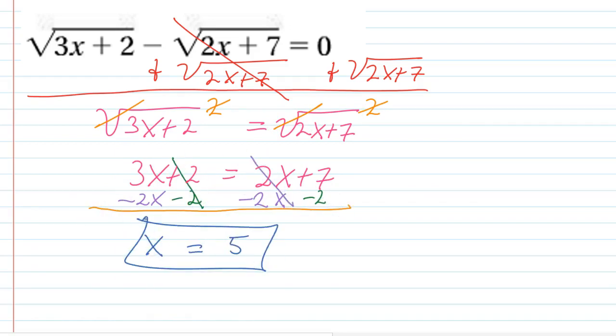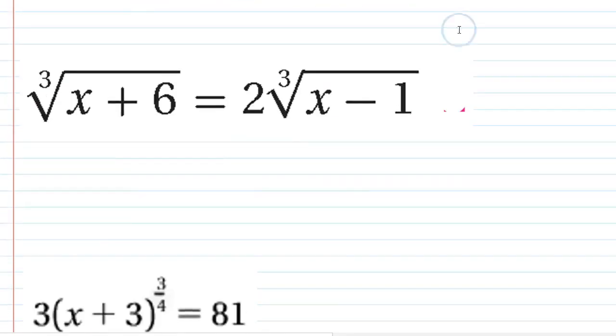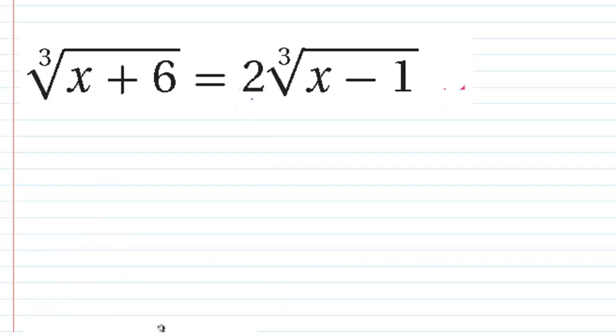You get x is equal to 5. This problem is very similar. Two differences though. There's no way of getting the 2 away from the radical, so I'm just going to have to deal with it where it is. Now, we want to get the radicals by themselves, but sometimes it's not possible.